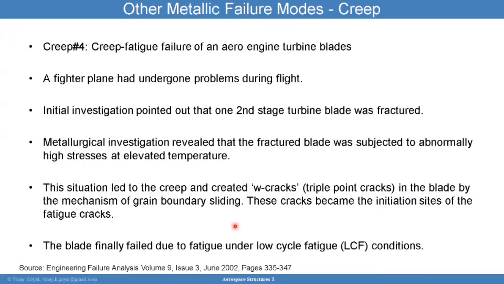Creep example number 4, I thought was worth giving as more examples. A second stage turbine blade also had an initiation of a flaw that was also a triple point flaw. In this case, the flaw finally failed due to low cycle fatigue failure. And so the source for this example is given here at the bottom. I invite you to go ahead and download that particular paper and go through the lessons learned from this particular investigation.